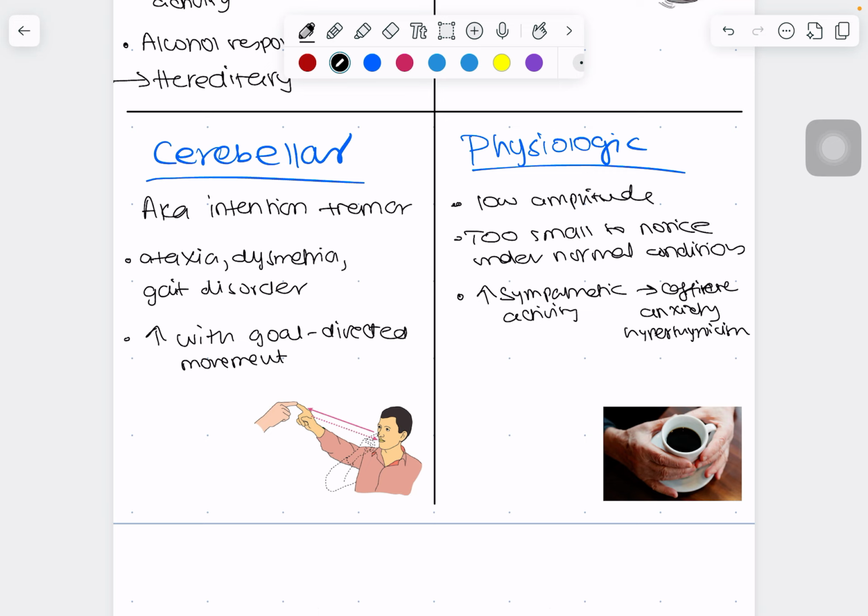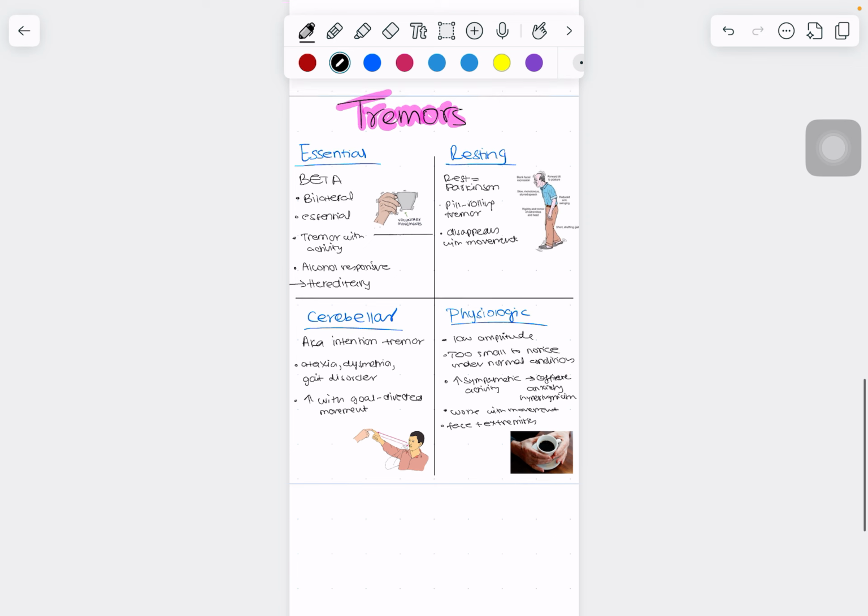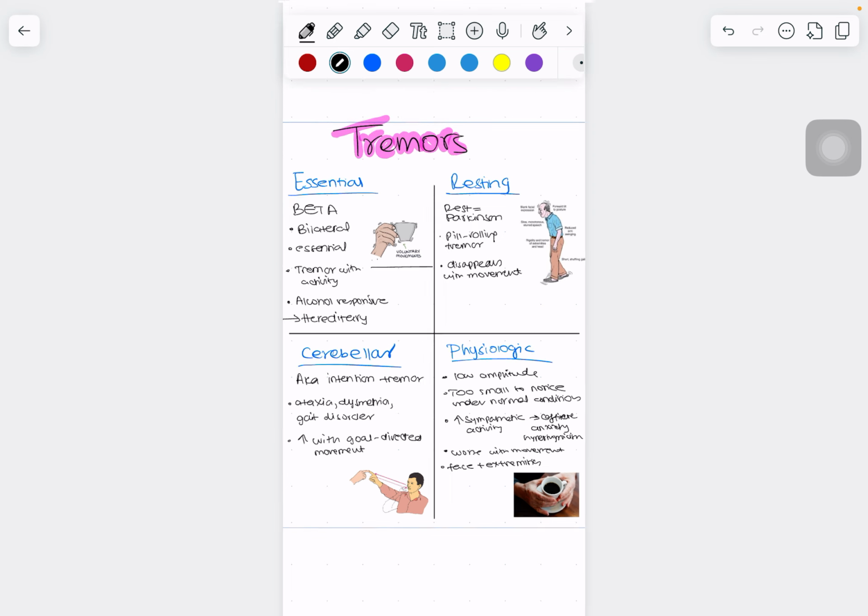And lastly, physiological tremors usually get worse with movement, and they can involve the face and the extremities. So that was it for tremors.